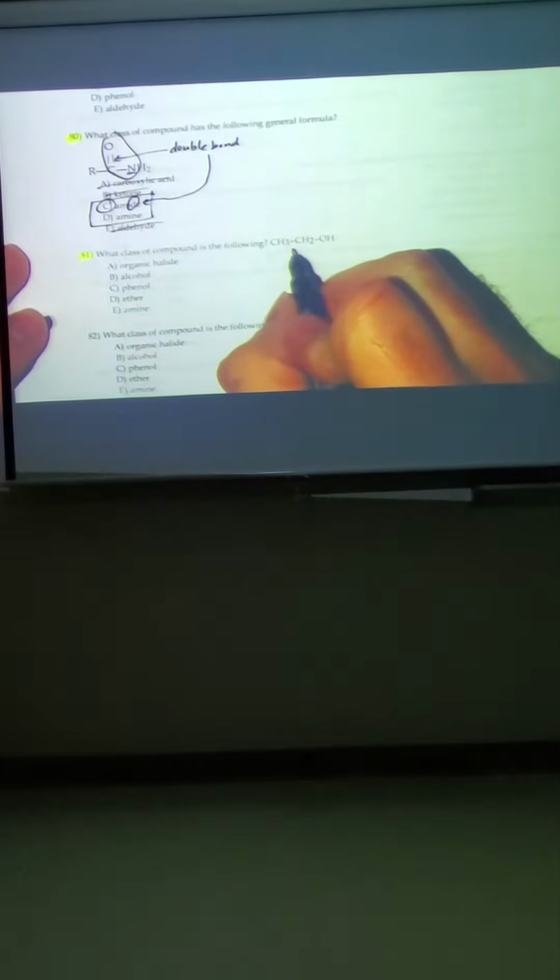For those old enough, you probably want some of this right now. So this is an ROH. That's an alcohol. The size of R doesn't matter. In particular, because this is 2, this would have been ethanol, which is the alcohol in drinking, and so forth.